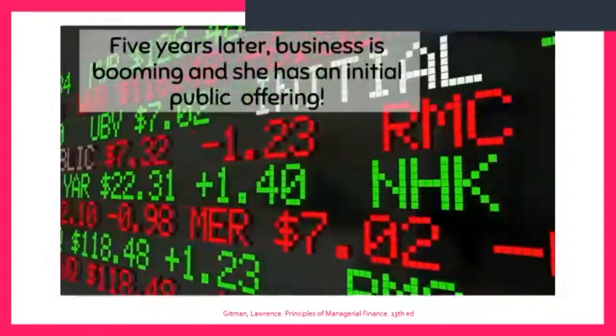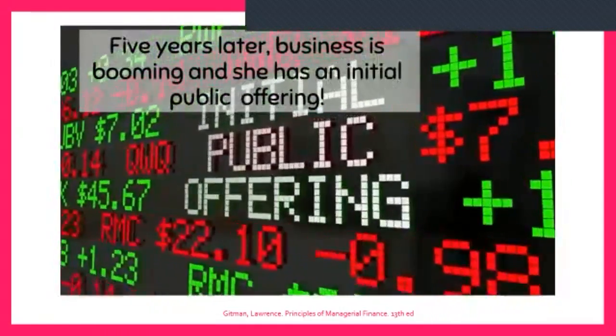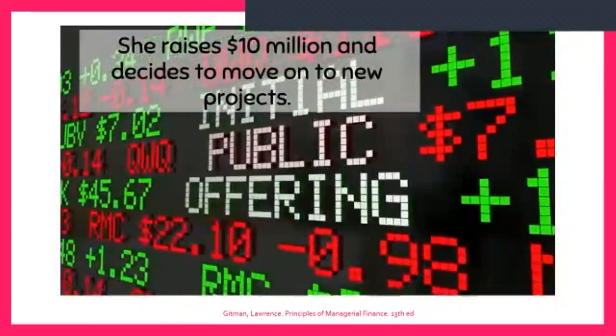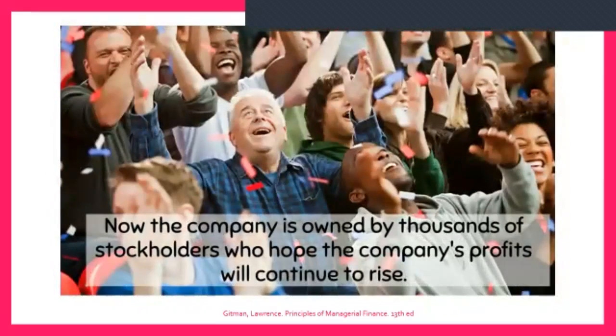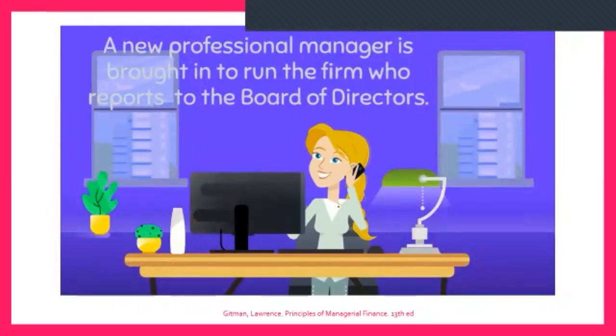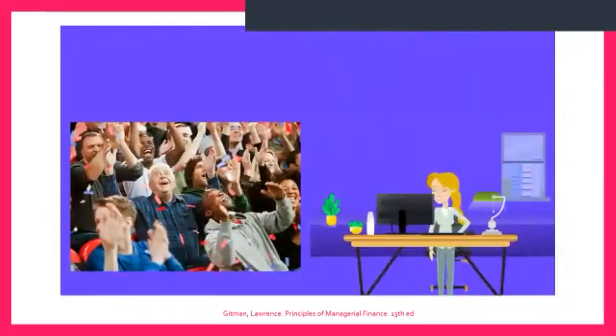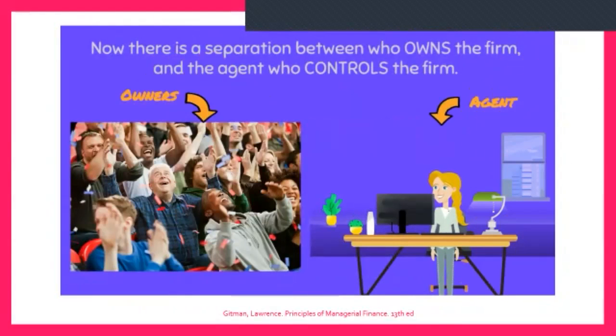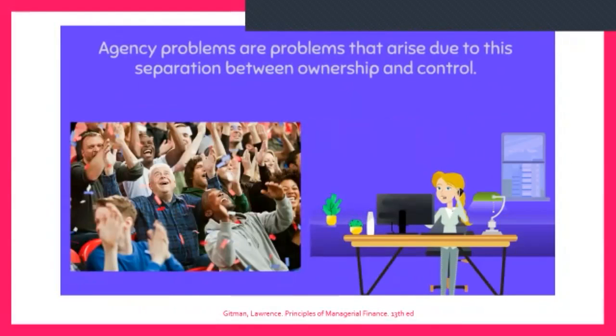Five years later, business is booming and she has an initial public offering. She raises $10 million and decides it's time to move on to new projects. Now the company is owned by thousands of stockholders who hope the company's profits will continue to rise. A new professional manager is brought in to run the firm who reports to the board of directors. Now there is a separation between who owns the firm and the agent who controls the firm. Agency problems are problems that arise due to this separation between ownership and control.